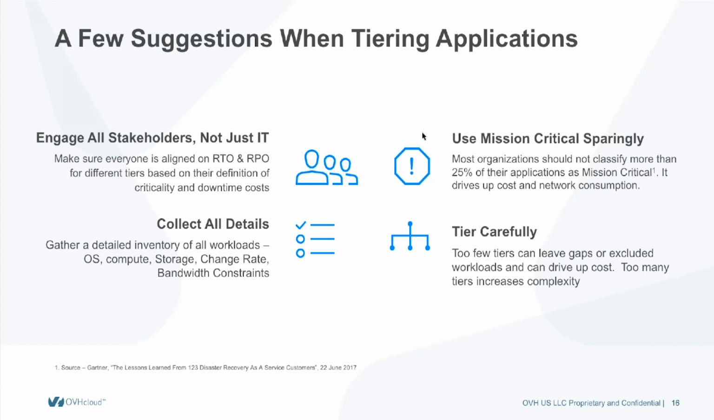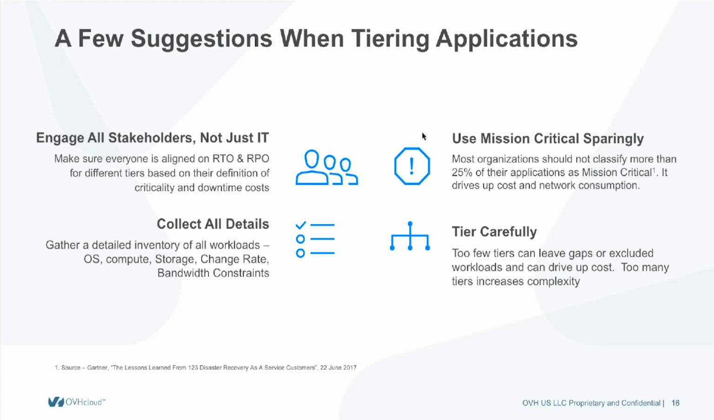As a rule, I tell my customers that they should use mission critical sparingly. Generally speaking, no more than 25% of your applications should be mission critical. The primary reason for that is it's going to drive up your cost and it's going to drive up your network consumption. Anecdotally speaking, I rarely see 25% of workloads in mission critical.